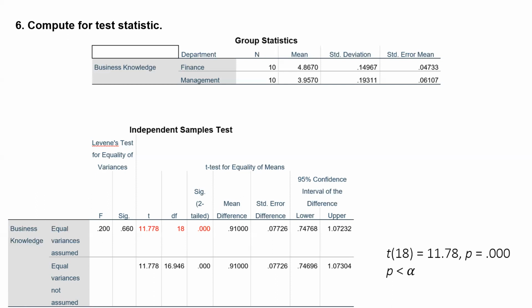Yung alpha natin kanina, it's 0.05, right? Yes po. Now, alpha equals 0.05. Is 0.000 less than or equal to 0.05? Less than po, Doc. Less than. That's why, if p is less than alpha, that's why nilagay ko po yan dito. Now, dahil less than po siya, balikan po natin yung ating decision rule.